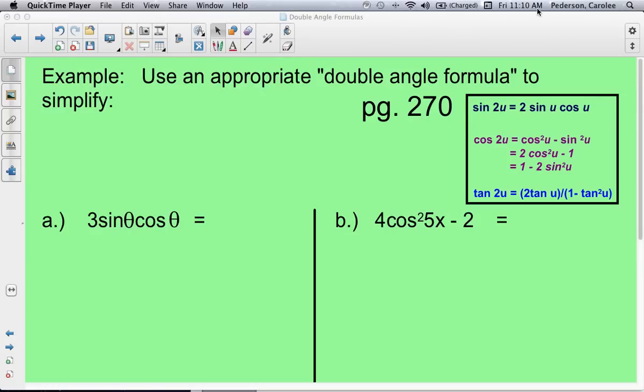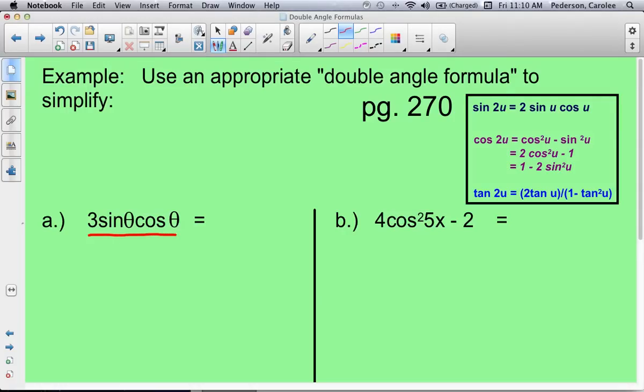Here's an example of how you can simplify an expression or an equation using the double angle formulas. This was taken from an example set at page 270 in the IBSL book. The formulas are in the box here. The first problem we're going to do is simplifying this expression, 3 times the sine of theta cosine of theta.